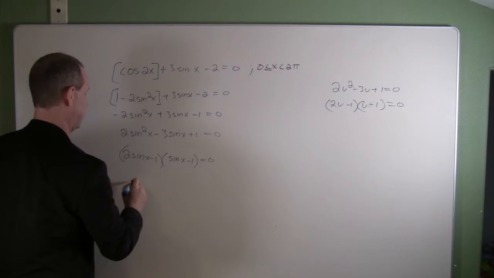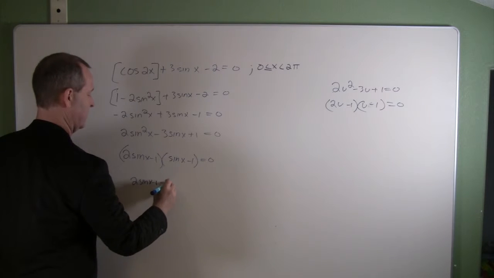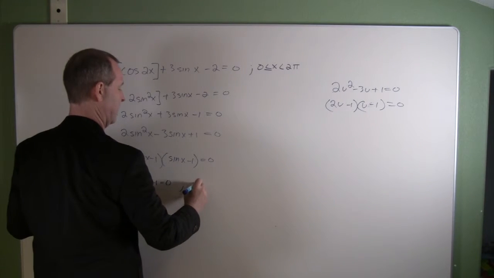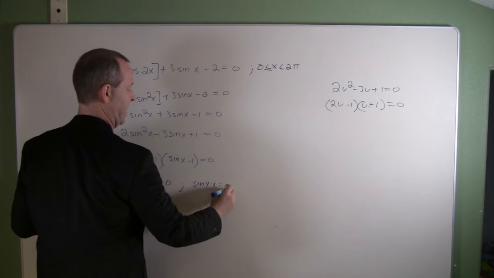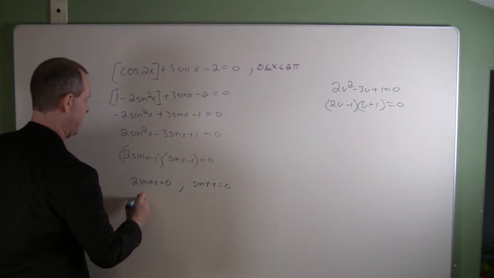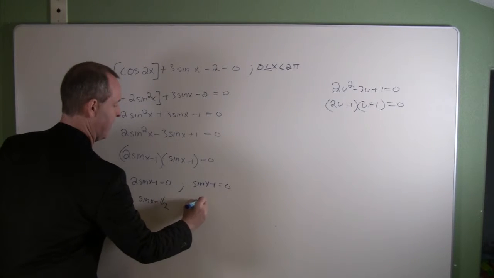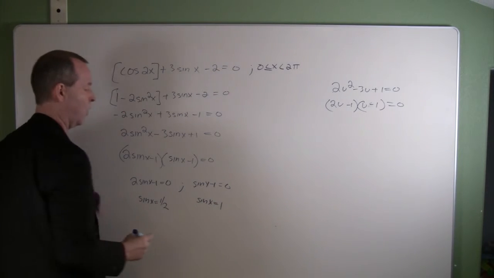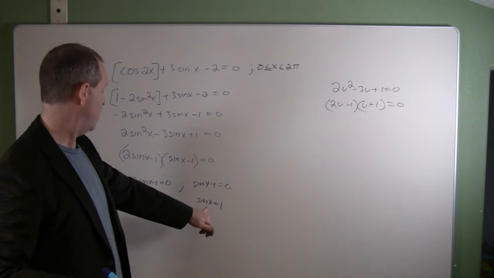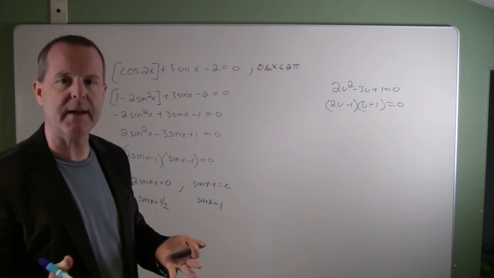This first term, set that first term equal to 0. 2 sine x minus 1 equals 0. And the second term, sine of x minus 1, set that equal to 0. Solving this down, I get the sine of x equals 1/2. And the sine of x equals 1. So let's look at this one first. That one is a little bit easier for me.